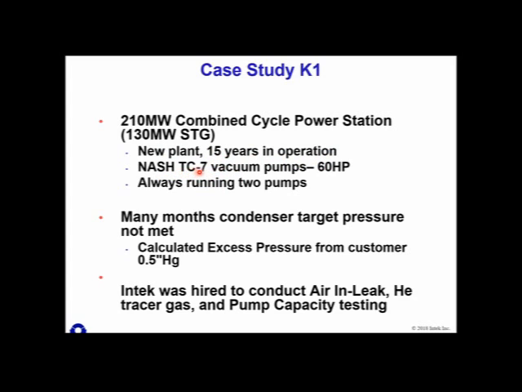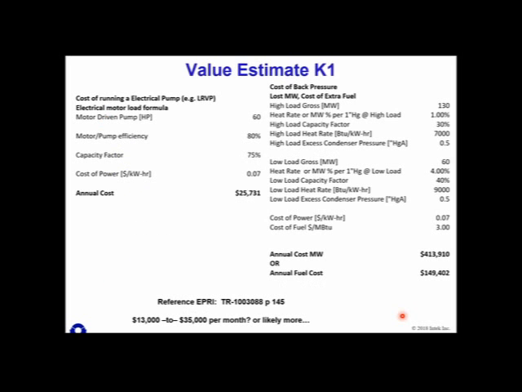They have two Nash TC7 vacuum pumps, each 60 horsepower. They always run two pumps. So this is one of those plants where that's their condition, to always run a second pump, no matter if the air in leakage is low or high. But in this particular case, they had many months of condenser target pressure not met. The excess back pressure was about 1/2 inch. And so let's take a look at the data here. At 1/2 inch, the value proposition here is about $13,000 to $35,000 per month using that calculator.